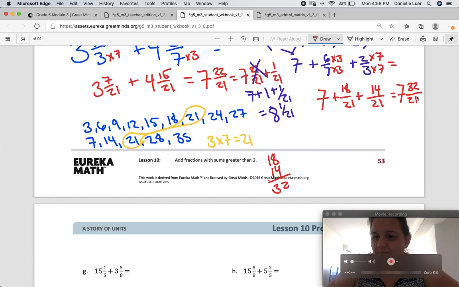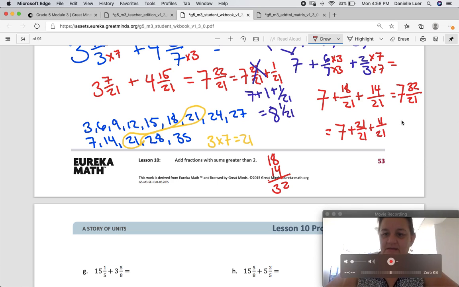Well, again, this is an improper fraction, so I'm going to split that out. 7 plus 21 21sts plus 11 21sts, and I can then change this to 1. So 7 plus 1 plus 11/21 equals 8 and 11/21.